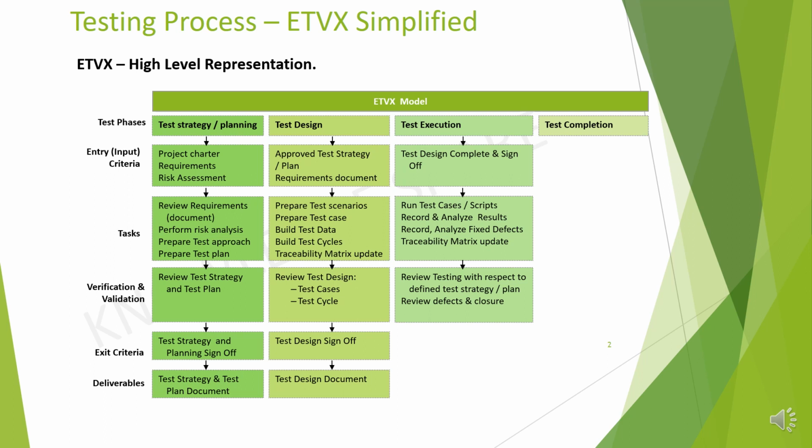Under exit criteria, team should ensure that all the test cases are executed and its test results are captured, and completion of closure of all defects. Under deliverables, formal test sign off and updated traceability matrix.